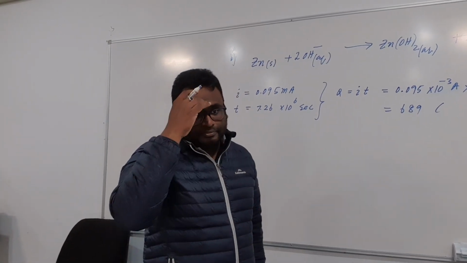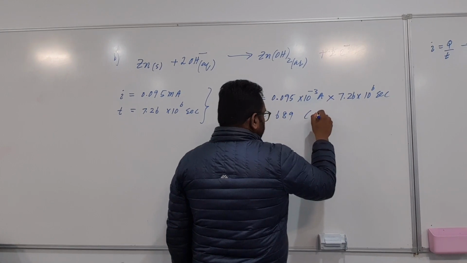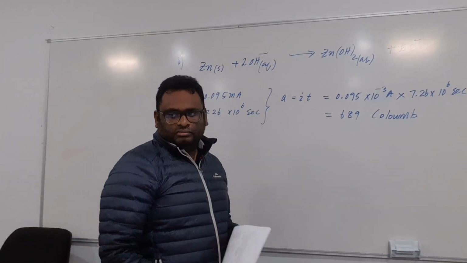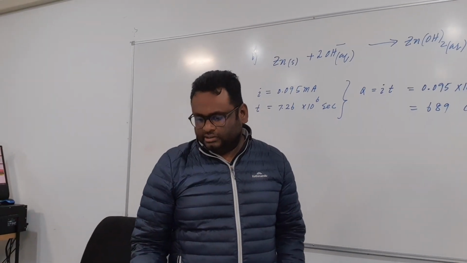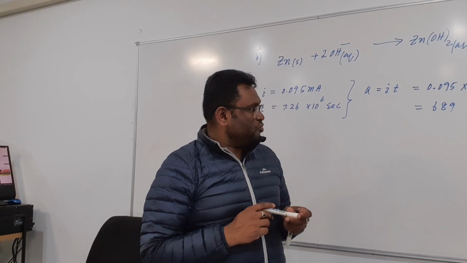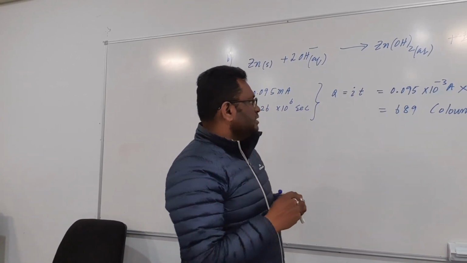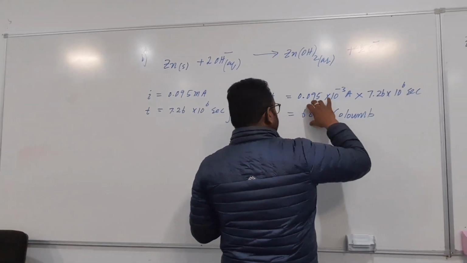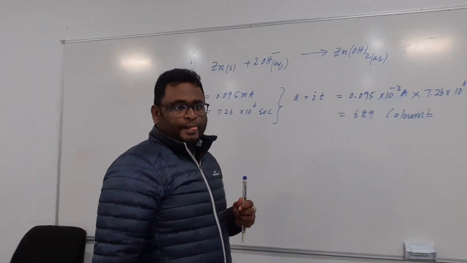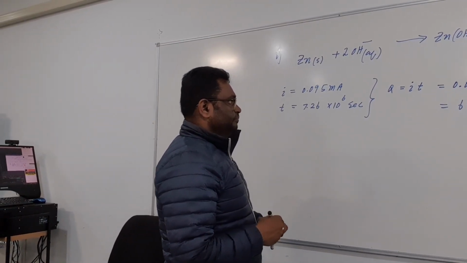Charge is measured by what? Coulomb, right? Charge is measured by Coulomb. Now, this much of coulombs are there, so that means this much of charge is emitting from here. Do you get my point?